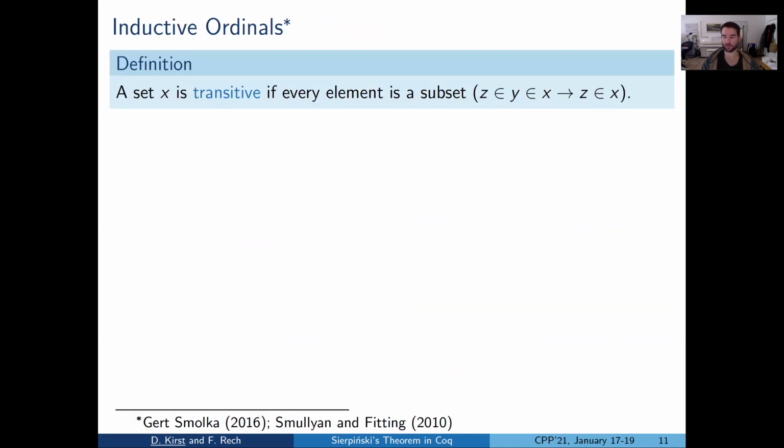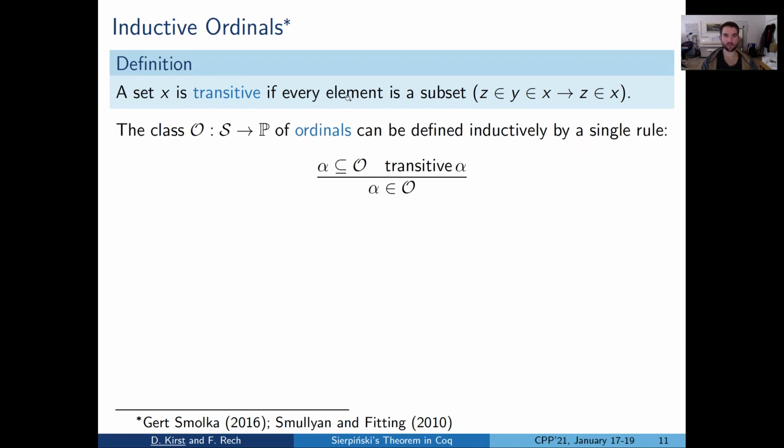So now we want to do the first half of Sierpinski's theorem, which was based on well orders. And in set theory, we are in a lucky situation because we have ordinals, which are a canonical representation of well orders. And the way we can formulate ordinals in our setting is by an inductive characterization. So first we call a set transitive if every one of its elements is a subset. And then we say that a set is an ordinal if it just contains ordinals and if it's transitive.